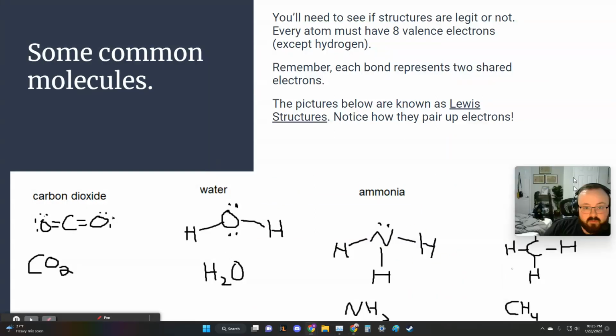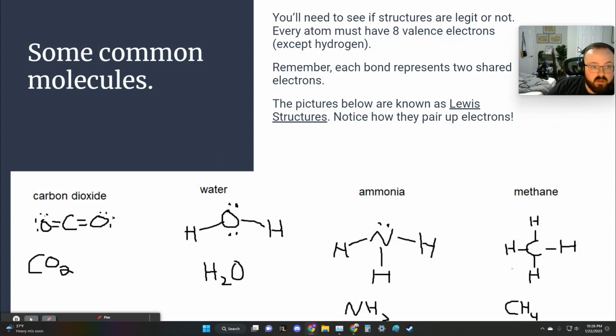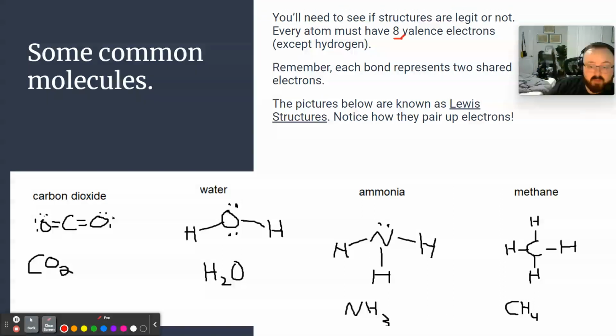Some just common molecules. So move myself up here. Every atom has to have valence electrons, unless it's an exception, which I'll talk about. And here are our Lewis structures. We're going to spend a lot of time looking at these, especially once we start getting to chapter 6, where we're going to talk about the three-dimensional structure of this.